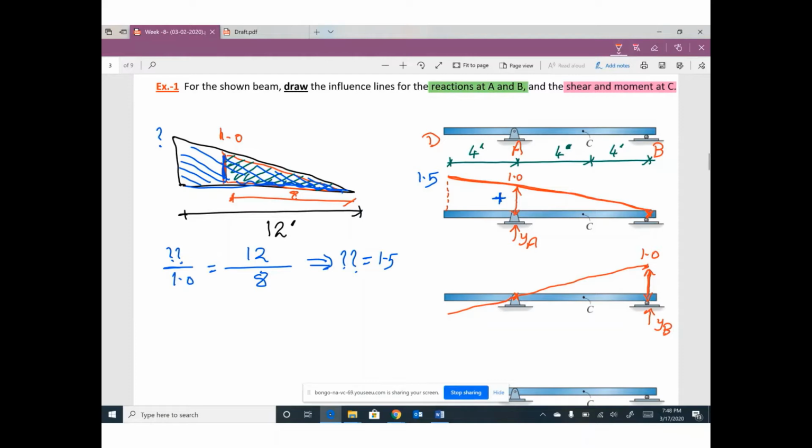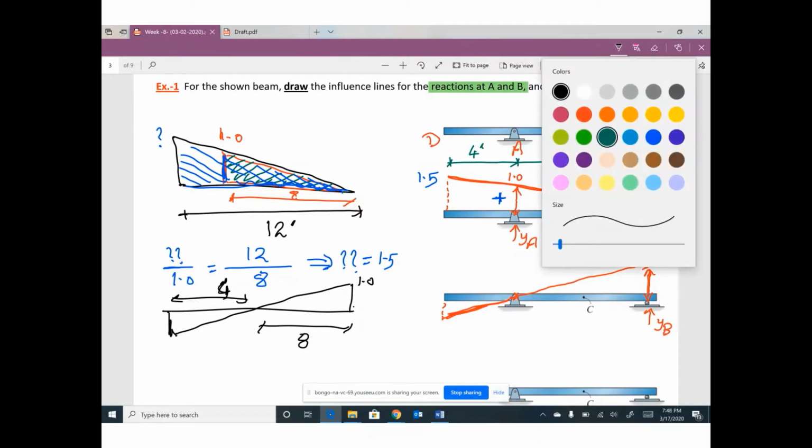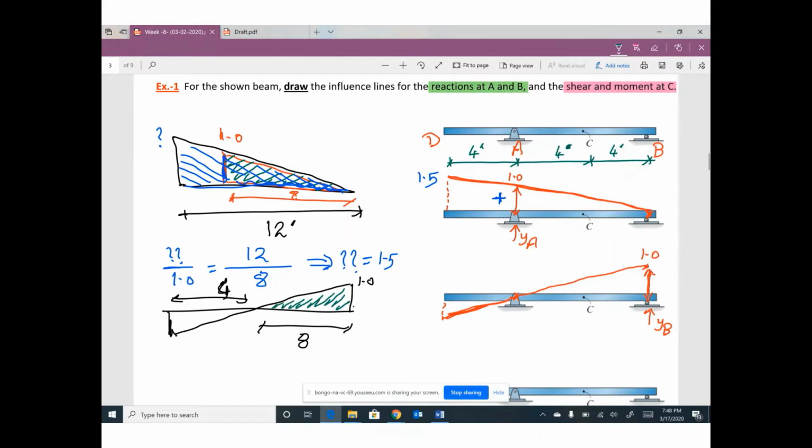Can you tell me what is the value here? What's this value? I can do another triangle similarity. We have a triangle that looks like this. This value is 1. This distance is 8. This little distance is 4. So this triangle looks like this triangle. So I can figure out the value here will be 0.5. This shape is negative. This shape is positive.